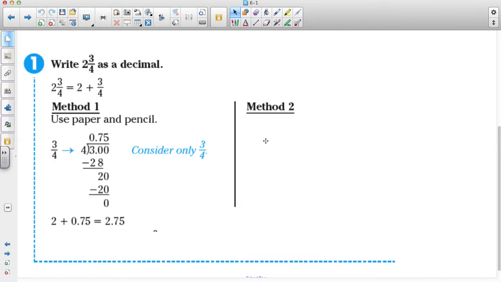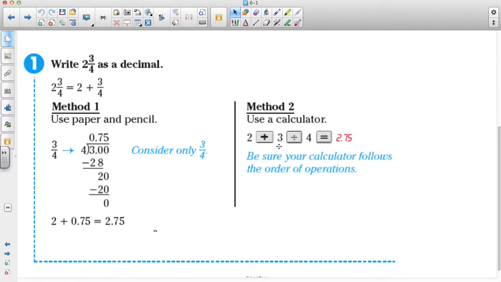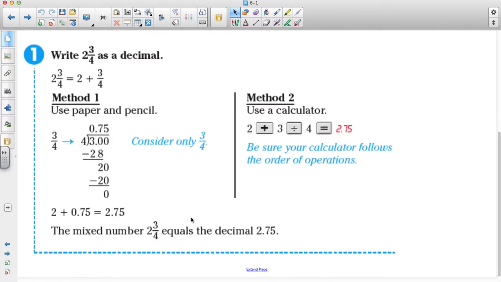Let's look at method 2. Again, this is using a calculator. 2 plus 3 divided by 4 is equal to 2.75. Some calculators are different, so when you use a calculator to check your answer, be sure that your calculator follows the order of operations. Therefore, using both methods, checking with method 2, the mixed number 2 and 3/4 equals the decimal 2.75.